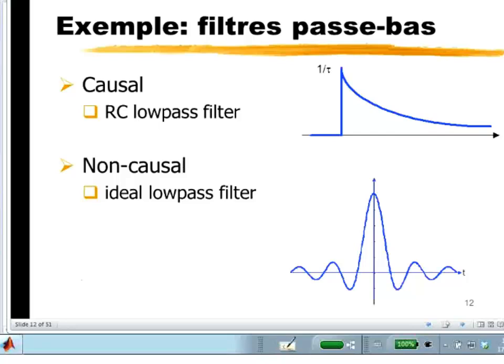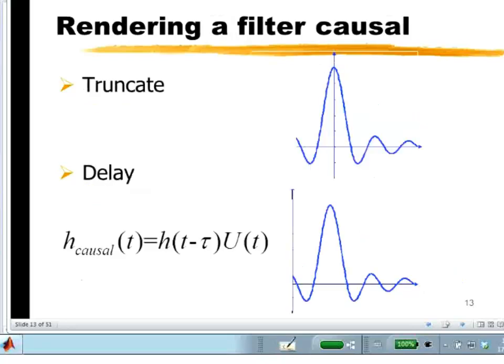If we look at the frequency response for our ideal low-pass filter, it's the sinc function, and of course it has infinite time support. So this is a non-causal filter. Of course, more high-frequency terms are introduced with the causal RC realization, and we would like to get something that approaches the ideal filter, cutting off more high-frequency components, if we could get an approximation to the ideal low-pass filter. So what we can do is to render the ideal low-pass filter causal.